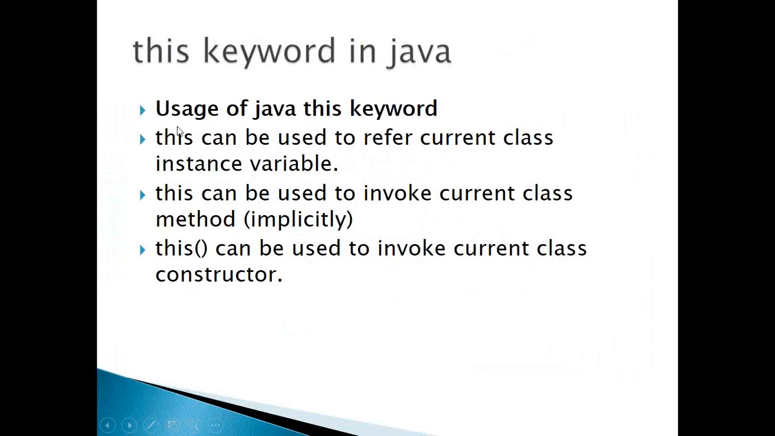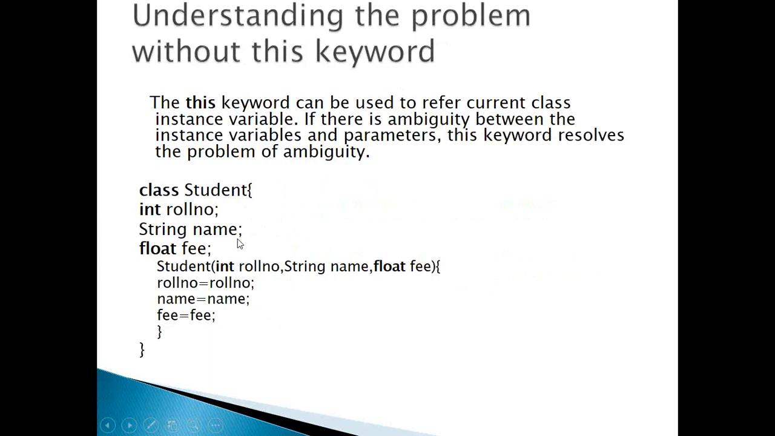So the this keyword in Java is basically a keyword. This can be used to refer to the current class instance variable. This can be used to invoke the current class method implicitly. This can be used to invoke the current class constructor. Like that, you can use the this keyword. So I will give an example.